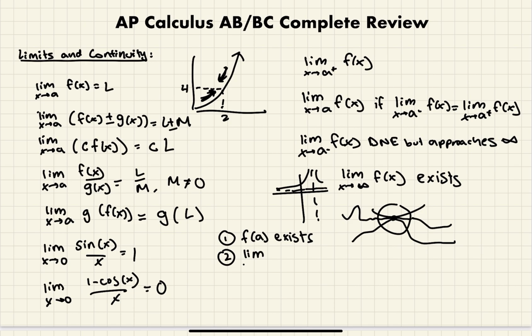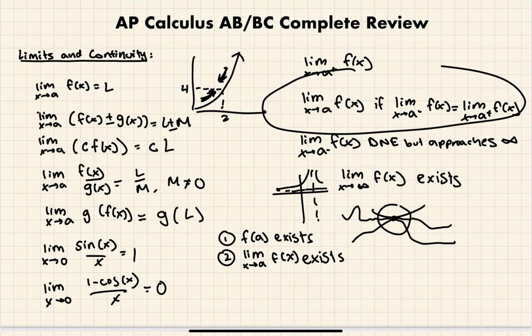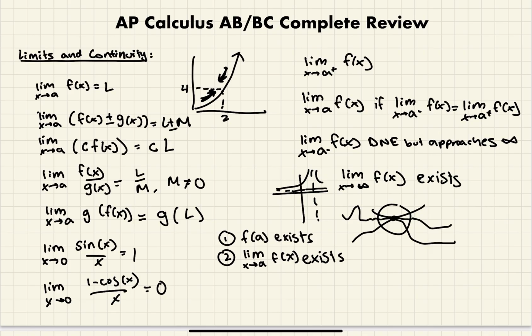The limit as x approaches a of f of x must exist, and that goes back to this criteria right there, which basically says that the one-sided limits should exist and equal each other. And then the third thing is that f of a has to be equal to the limit as x approaches a of f of x. That's basically making sure that it's not like a jump somewhere. And I'm actually going to get into the three types of discontinuities now.